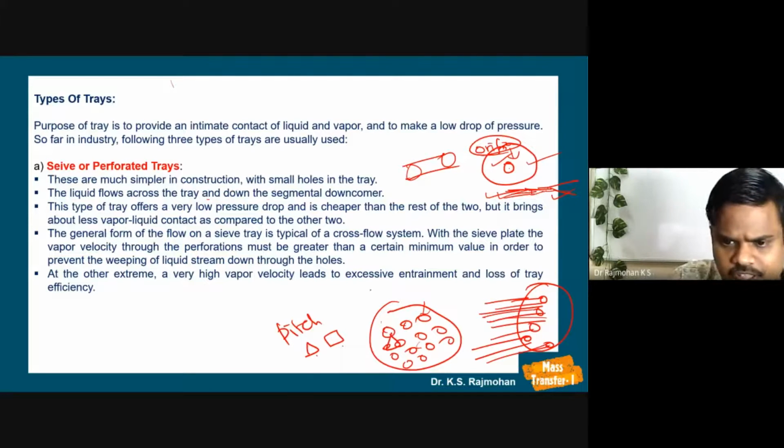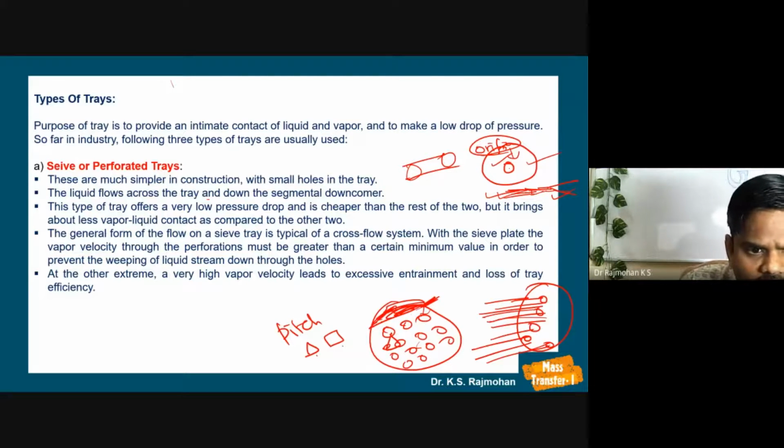It's nothing but a sheet with small holes in the tray. And as I said, at the end it can have an opening, an open space, and a downcomer is attached to it. The downcomer can be either a single or double pass one. Okay, so obviously it is a simple design.